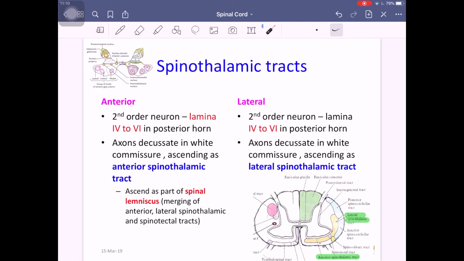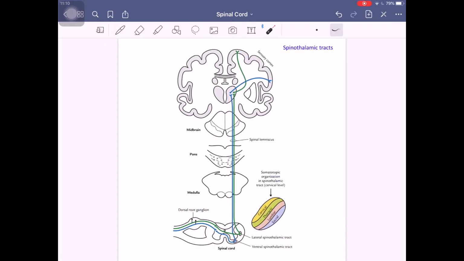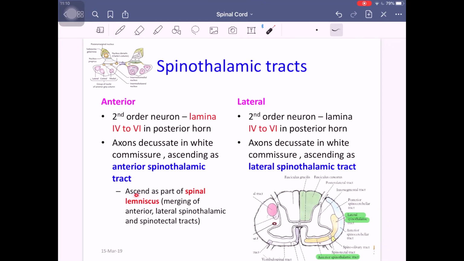Now as they ascend, both of these will merge. That means till now they were all separate. Here you can see they are ascending as a single bundle. Both combine together, lying in the same sheet, so they ascend together as a single bundle. Now they are called the spinal lemniscus, the merging of your anterior and lateral spinothalamic tracts. Of course, there is one more tract, the spinotectal, which I will tell you about later. So all 3 tracts club together, and now you have a new name for it. Instead of calling them spinothalamic, you can call this a lemniscus.